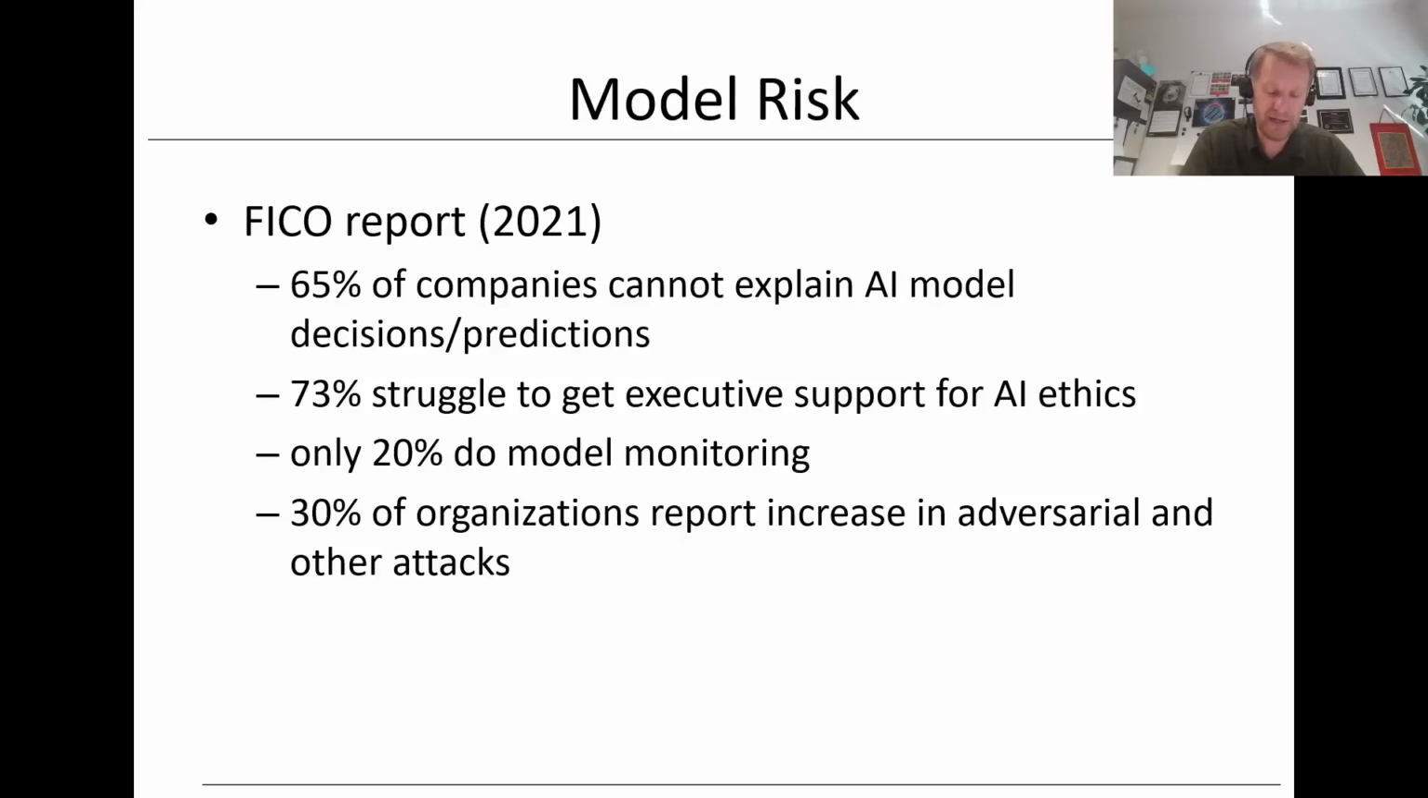In a report in 2021, they found that 65% of the companies cannot explain artificial intelligence model decisions or predictions. That's a lot. Knowing that AI model decisions or predictions are more and more steering critical business decisions and strategies, but also vulnerabilities of the firm, I mean, that's too much. That's something that we should work on. 73% struggle to get executive support for AI ethics, a very important issue, especially if you think about all the different types of data sources that we are about to leverage for credit risk modeling.